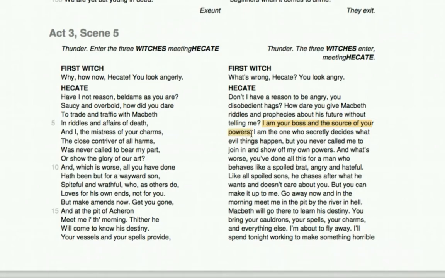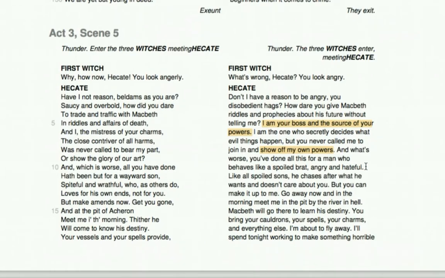So the three witches cannot operate without Hecate. They obviously did this behind her back, or so they believe, because out of the blue, Hecate is aware of what they did. She says, "I am the one who secretly decides what evil things happen, but you never called me to join you and show off my own powers." The fact that Hecate wasn't able to show Macbeth how powerful she is is one of the motivating reasons as to why she's angry. She goes on and says, "And what's worse, you've done all this for a man who behaves like a spoiled brat, angry and hateful."